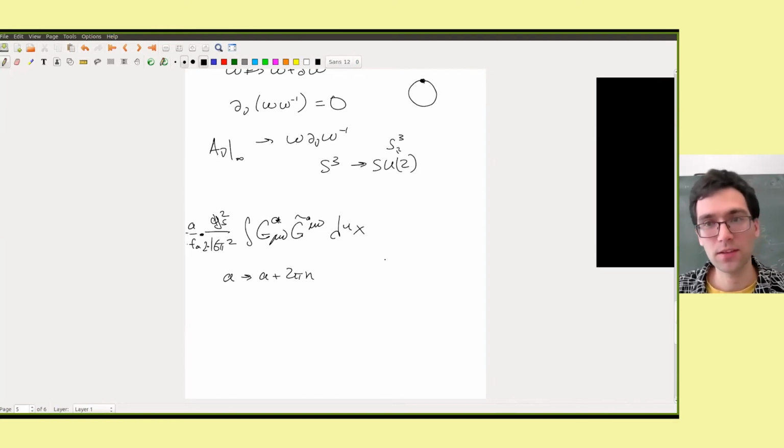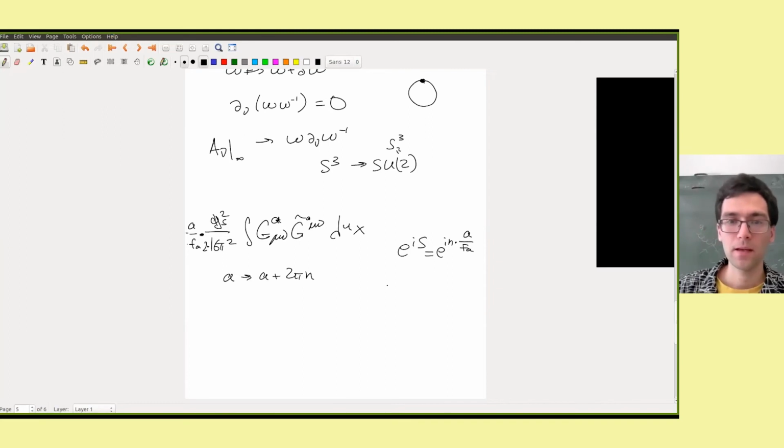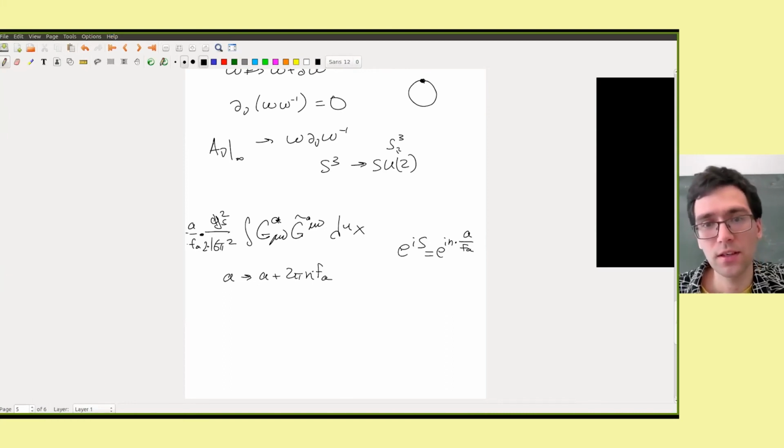Why is it so? Because in the path integral, this action enters as e to the iS. So this S is just an integer which I wrote times a divided by fa. If we add an integer multiple of 2 pi times fa to the axion field, the path integral will stay the same.